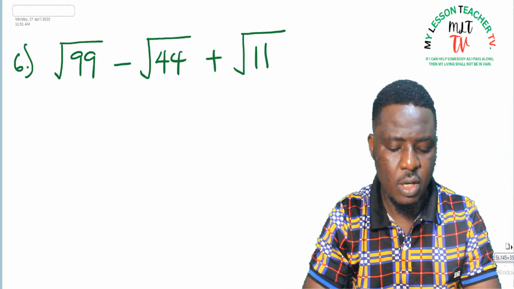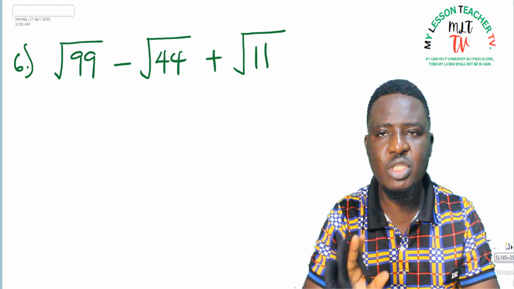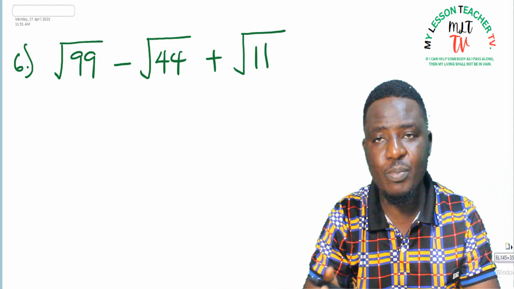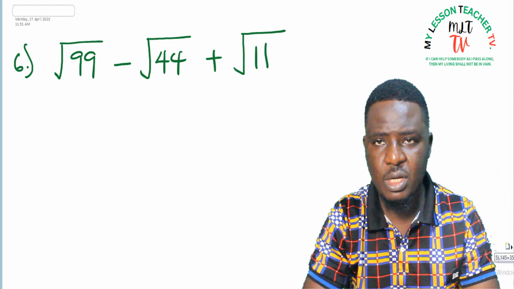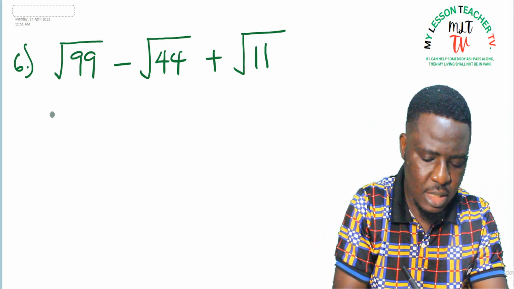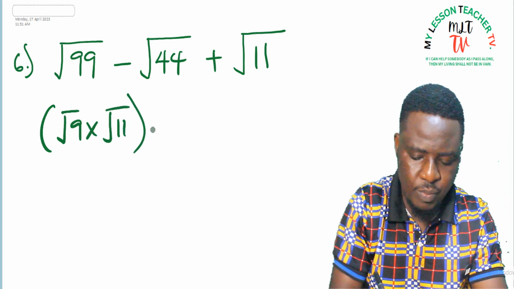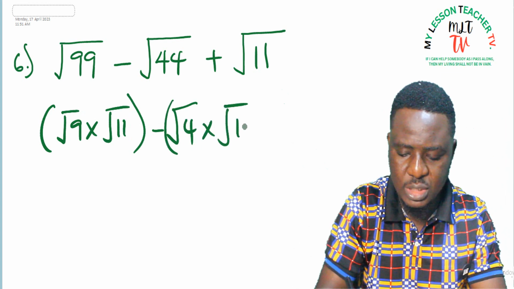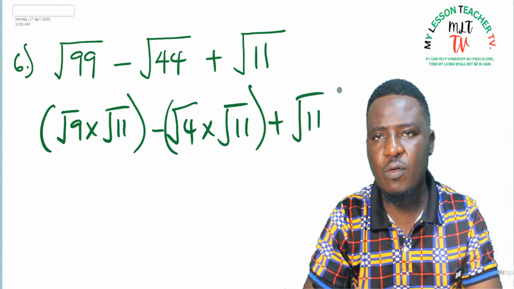Question 6. Root 99 minus root 44 plus root 11. Now looking at them, something just came to my mind. They are all multiples of 11, and 11 is a prime number. So it is a prime factor to the three terms, and you can express them in terms of root 11. So this can be expressed as root 9 times root 11 minus root 4 times root 11 plus root 11. So they are all in terms of root 11.